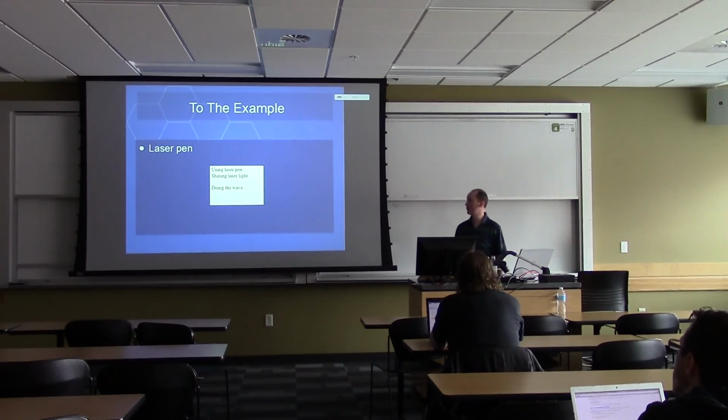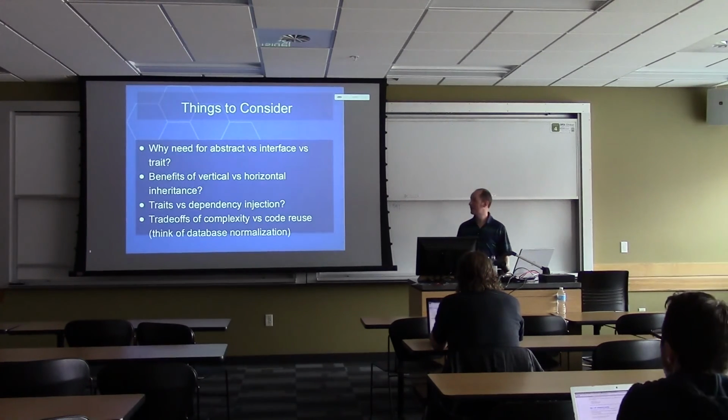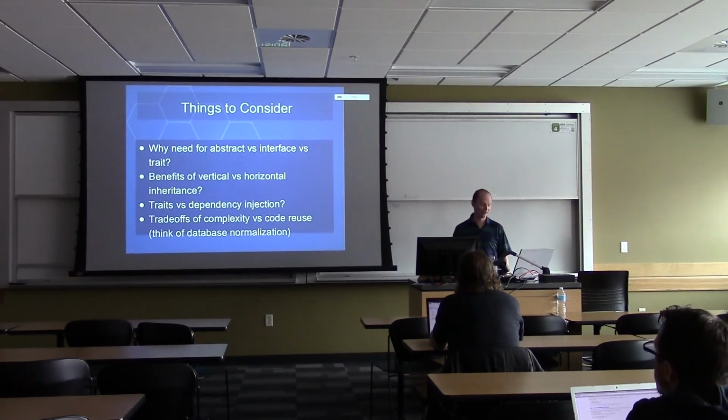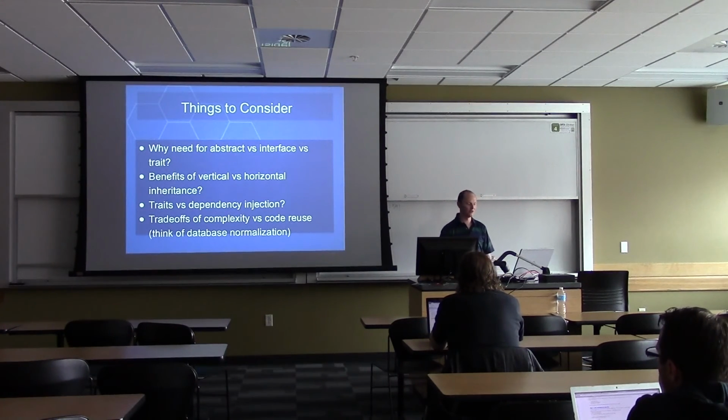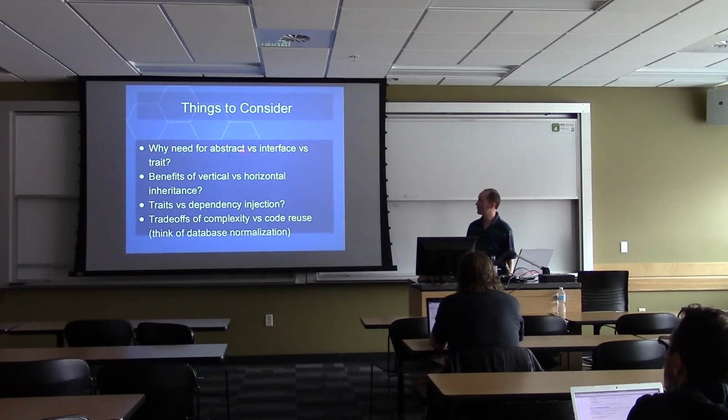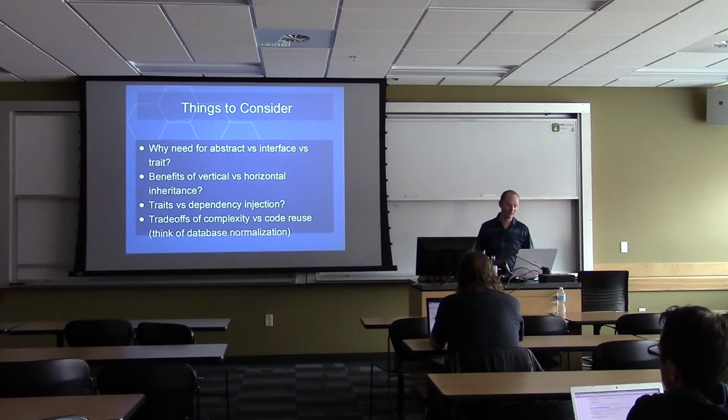All right, so back to where we were. See the example. There's some major things to consider when we get to using these items, when we get to using dependency injection, abstraction. Things to consider. Why the need for abstract versus interface versus trait? This part is just open to discussion, get feedback and suggestions from what you've seen in your coding. Maybe things you found that work and things that don't. Why the need for all these different items? What have you seen that's worked best and what hasn't worked?